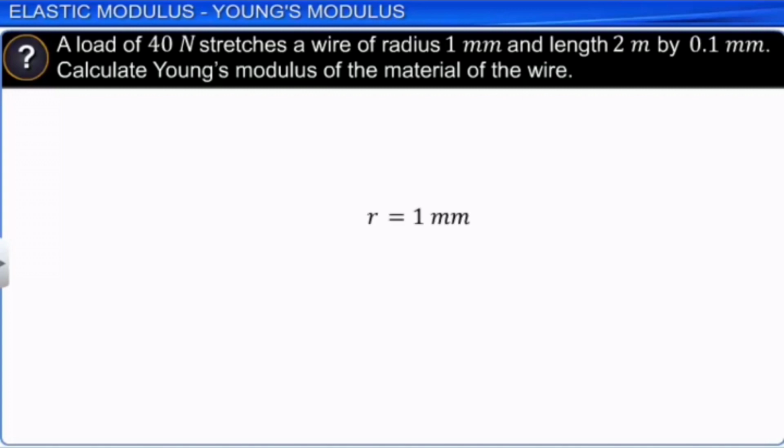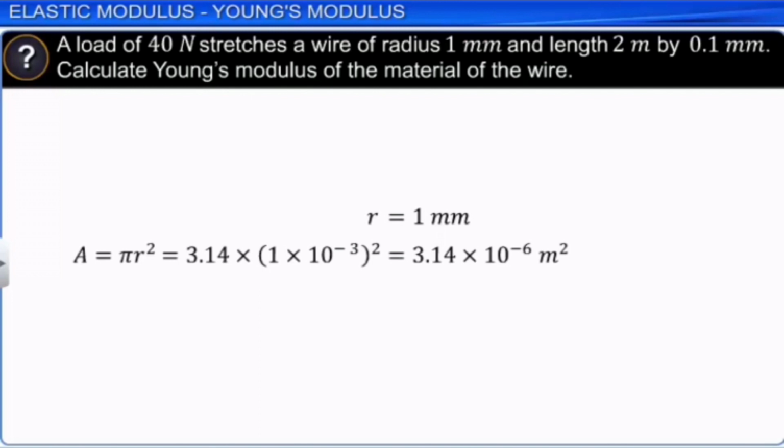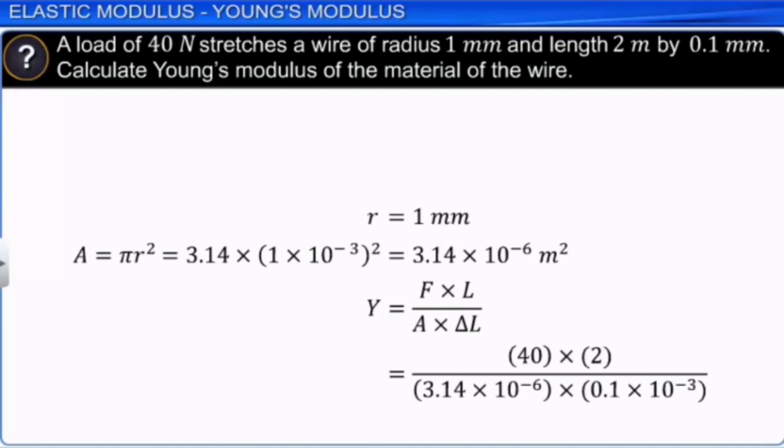Since wires have a cylindrical shape, the end face will be circular and the area of cross-section of the wire will be pi times R squared. Now, we substitute all the values in the expression for Y and calculate it. Y is 2.5 times 10 to the power 11 newtons per meter square.